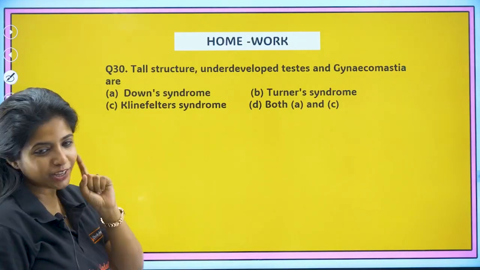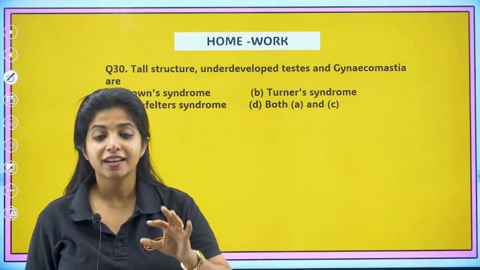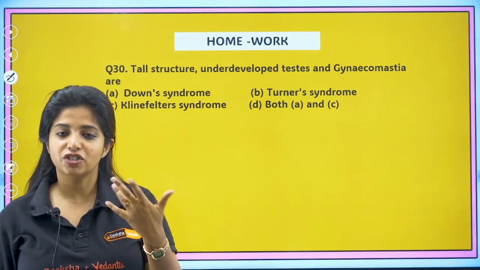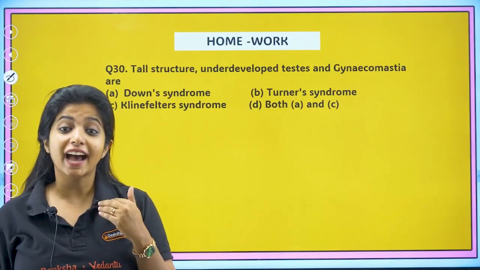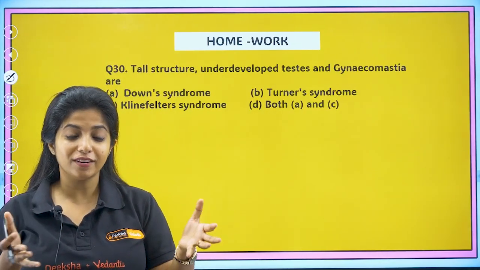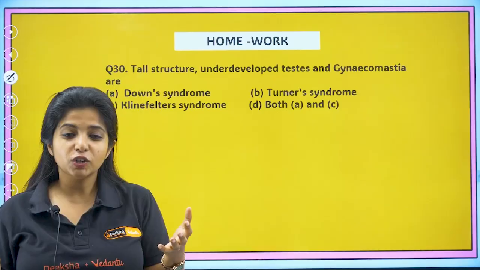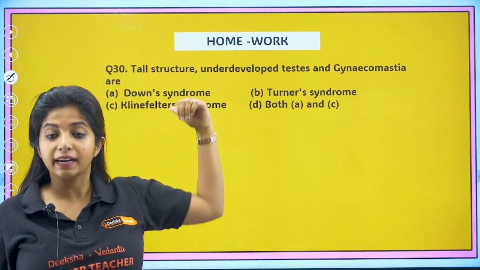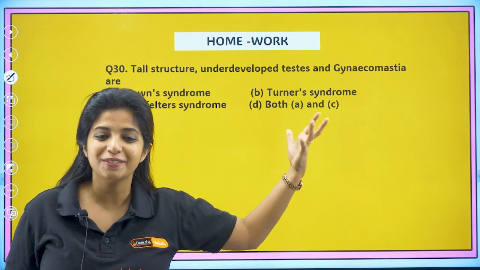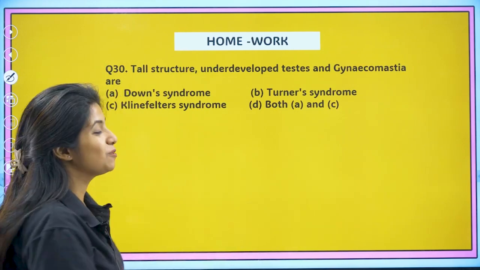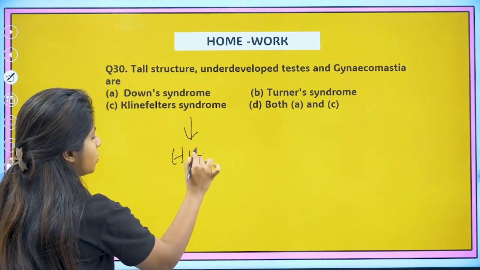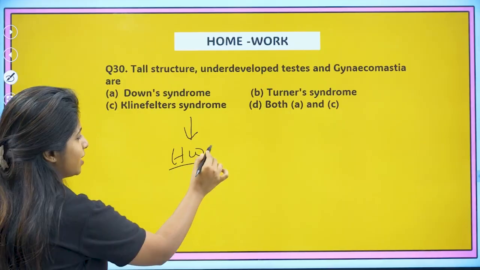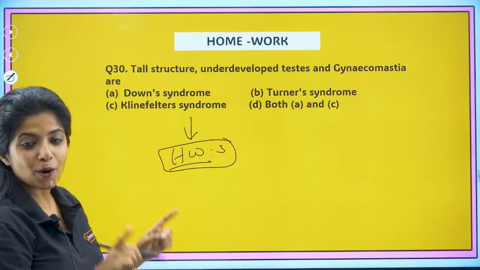Okay. Now homework question, the 30th question is a homework question. Tall stature, underdeveloped testis and gynecomastia are examples or symptoms of what? Gynecomastia means formation of breast. So do you find in Down syndrome, Turner syndrome, Klinefelter syndrome, or both A and C? Whatever the answer is, put it down in the comment section. This would be your homework number 3, I think so, 3. Yes. Put it down in the comment section.